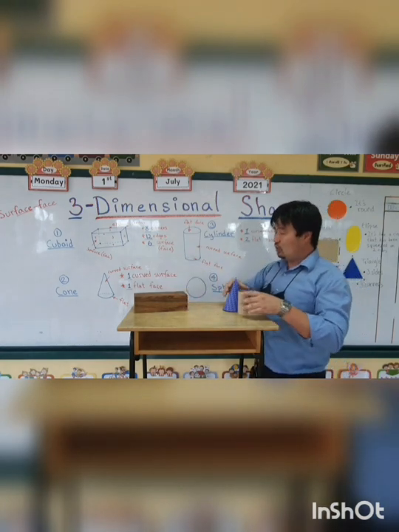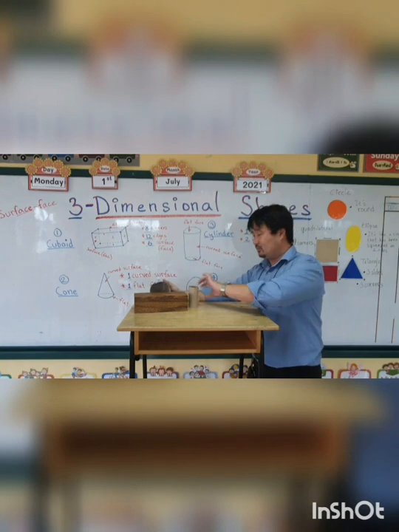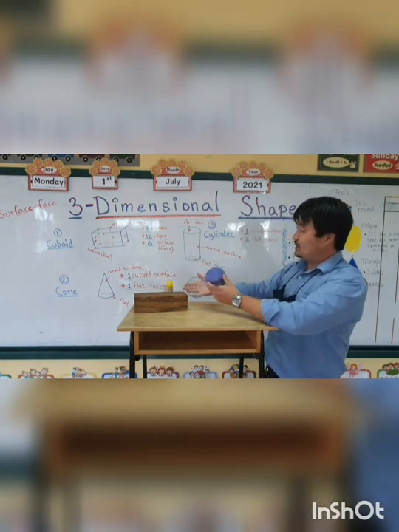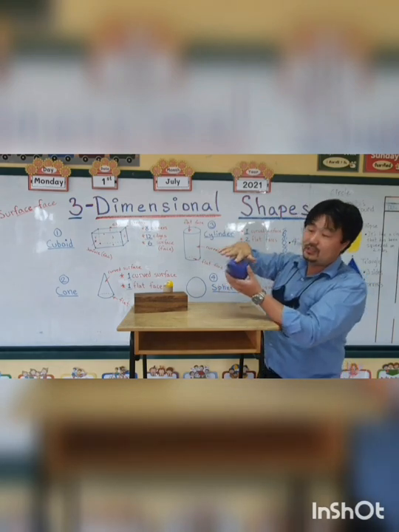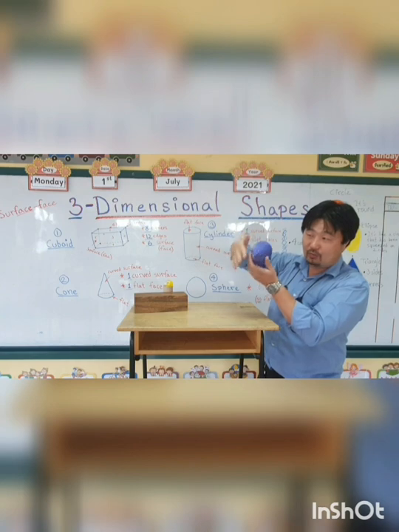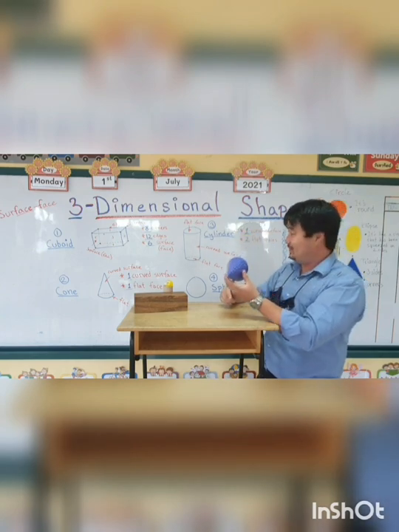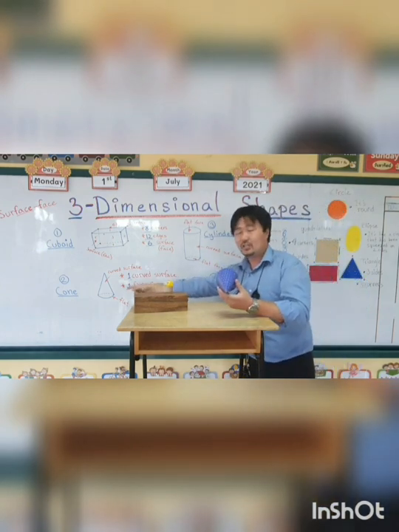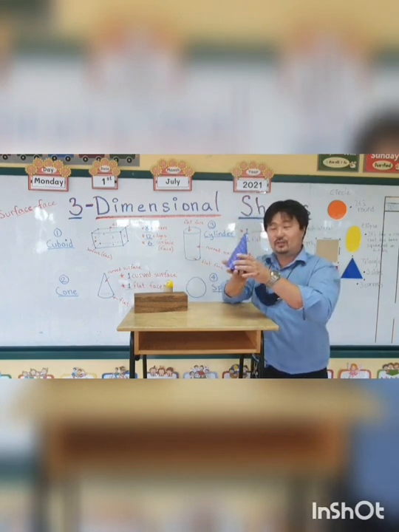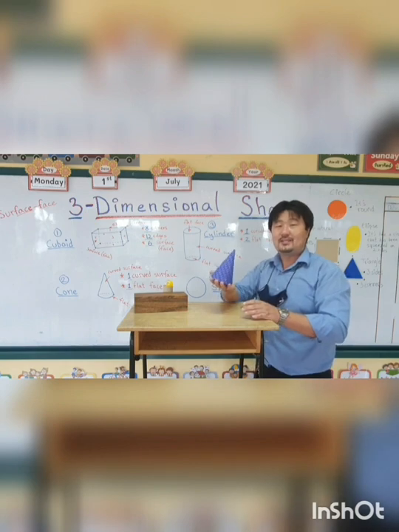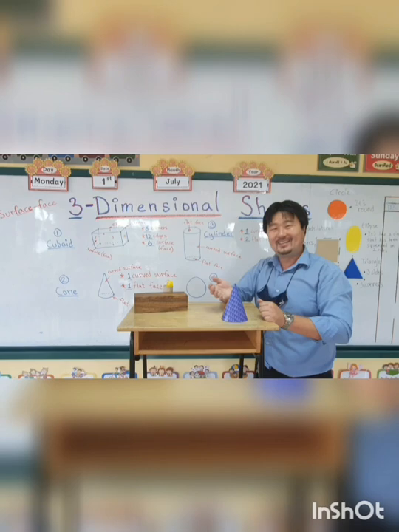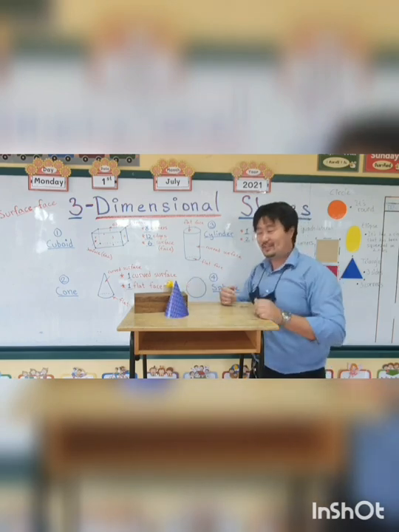Now let's go to the cone. The cone has one curved surface. You see, this is curved, and it goes all the way around. Okay? And then it has one flat surface at the bottom. Here. This is the flat surface. And that is what makes up a cone. Okay? Good. I hope you understand.